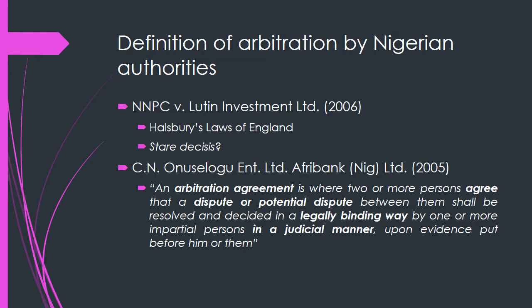So, for instance, one or more impartial persons is the same as the arbitrator in Brown and Marriott's definition. In a judicial manner, the same as in Halsbury's and Words and Phrases Legally Defined, and the same as saying that arbitration is quasi-judicial. Upon evidence being put before him or them, fair hearing, rules of natural justice. So you see that the features are there.